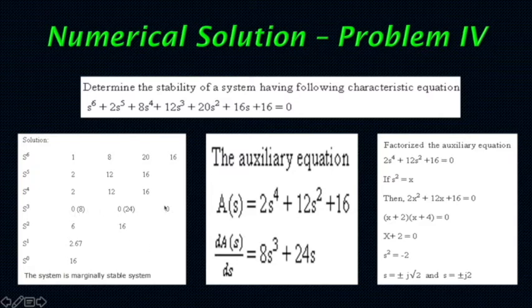Why are these rows 0? Because these are equal and opposite poles.